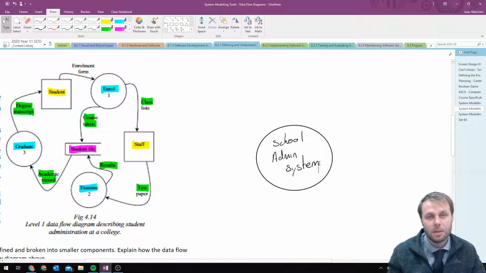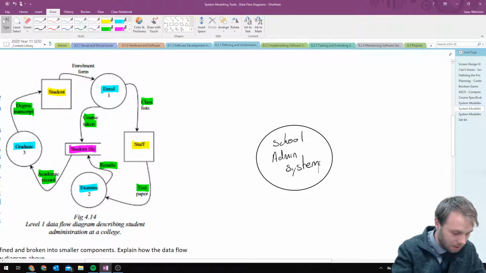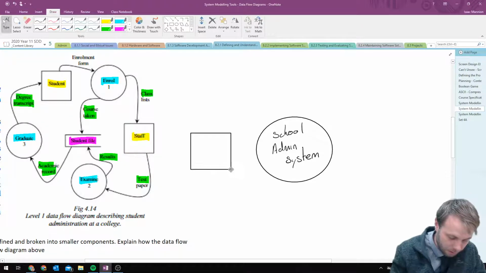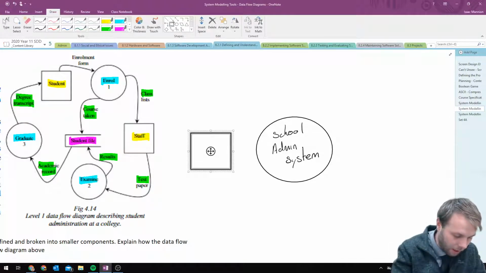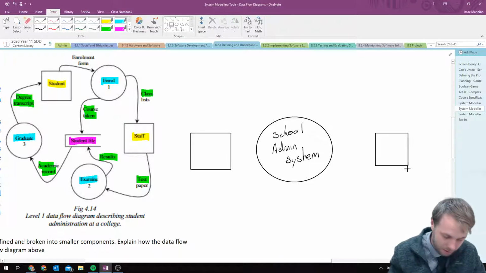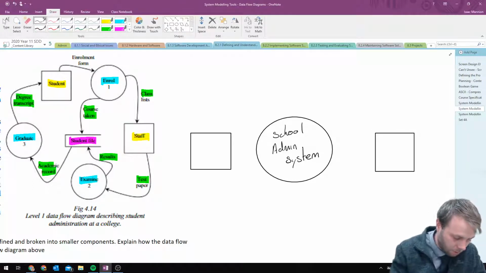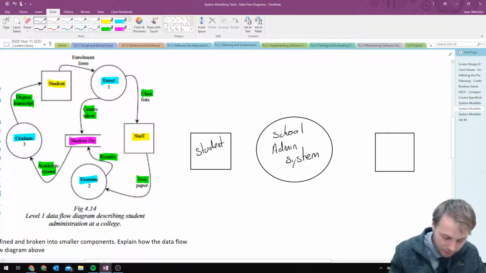Now the next step is I'm going to put in my external entities, and they're represented by the squares that we highlighted in yellow just before. And just to keep it nice and tidy, I'm going to add one external entity on the left, we're going to add the other external entity over on the right, and we can label those. So we've got the student and the staff.